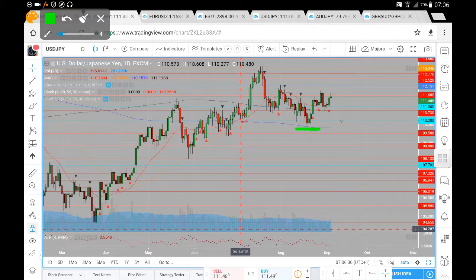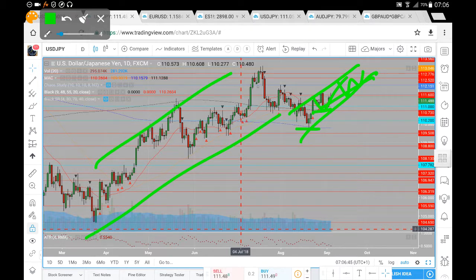At present, we do seem to have a higher low, and potentially if we do have that continuation, we may possibly see prices realign with the overall trend prior to this pullback, and that is to the upside on the US dollar Japanese yen.